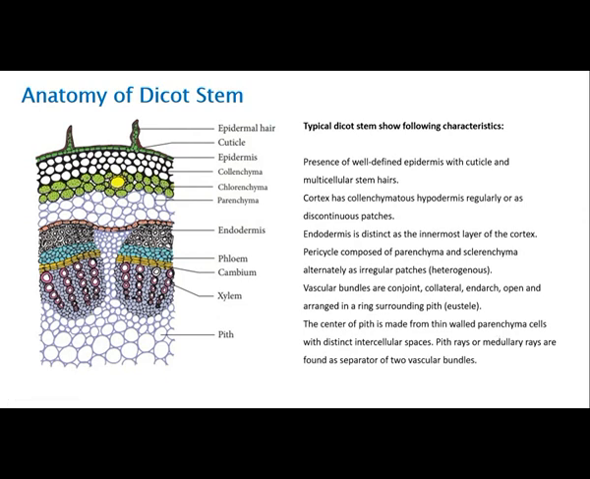Now coming to the anatomy or the internal structure organization of a dicot stem. The topmost portion or the outer layer of the dicot stem is called the epidermis. It is a single layer barrel shaped parenchyma. The cuticle is present.